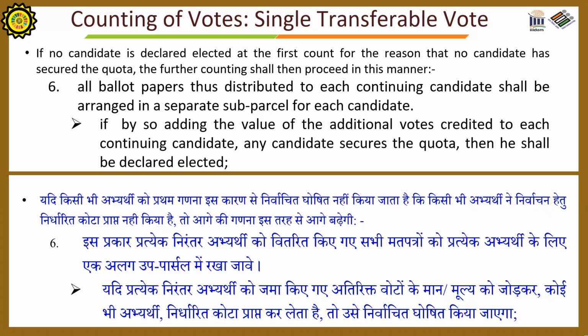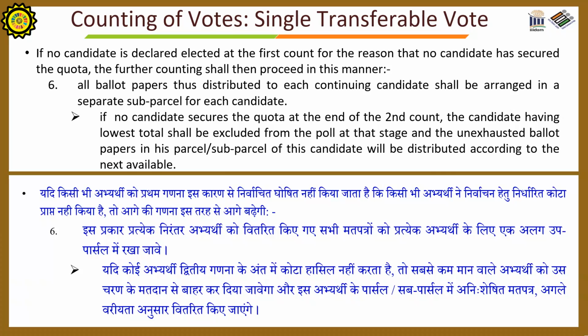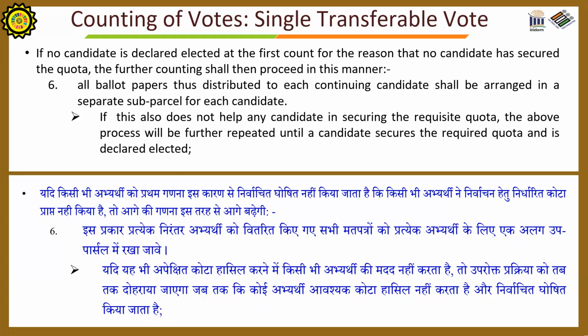If by so adding the value of the additional votes credited to each continuing candidate, any candidate secures the quota, then he shall be declared elected. If no candidate secures the quota at the end of the second count, the candidate having lowest votes shall be excluded from the poll at that stage, and the unexhausted ballot papers in his parcel or subparcel will be distributed according to the next available preference. If this also does not help any candidate in securing the requisite quota, the above process will be further repeated until a candidate secures the required quota and is declared elected.